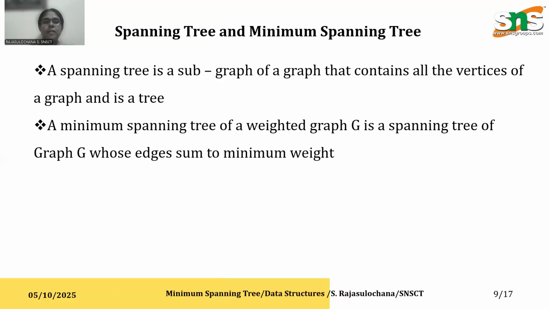Here is a difference between spanning tree and minimum spanning tree. A spanning tree is a subgraph of a given graph which contains all the vertices of graph, and all the vertices are connected with minimum number of edges. So a spanning tree can be considered as a graph as well as a tree. Minimum spanning tree of a graph is a spanning tree itself whose edge weight is minimum, whose total edge cost is minimum.